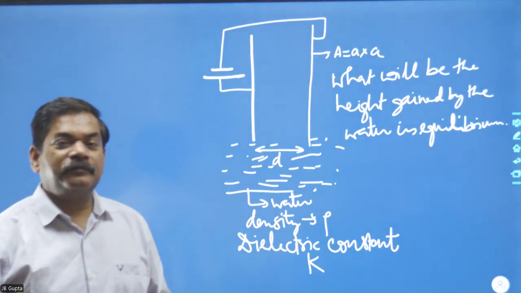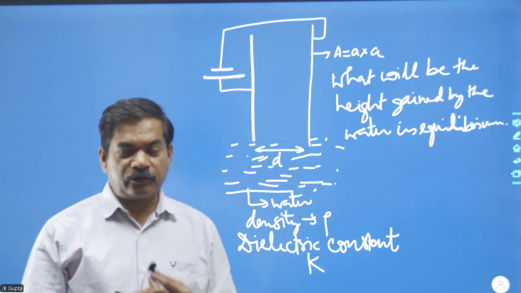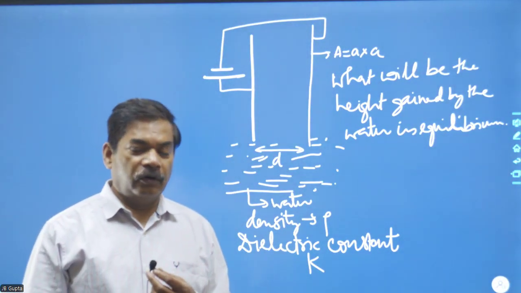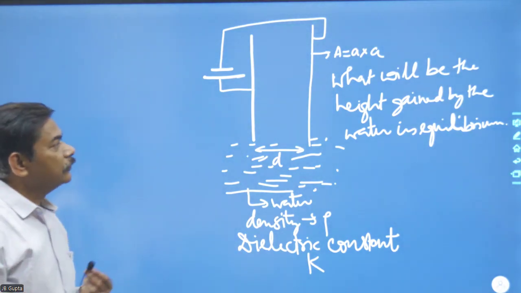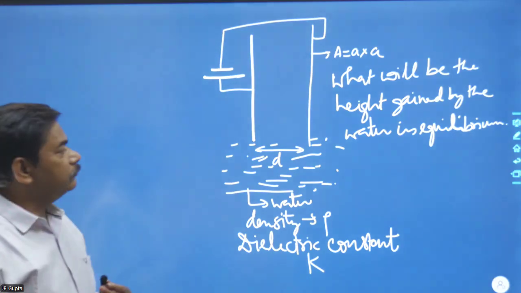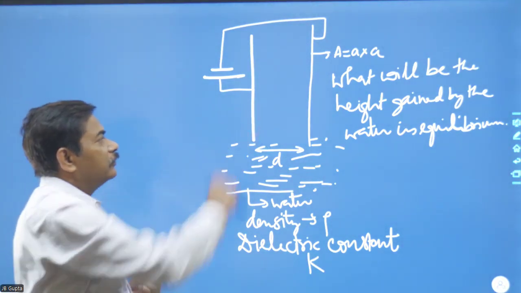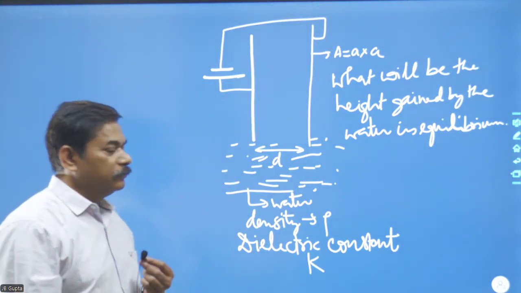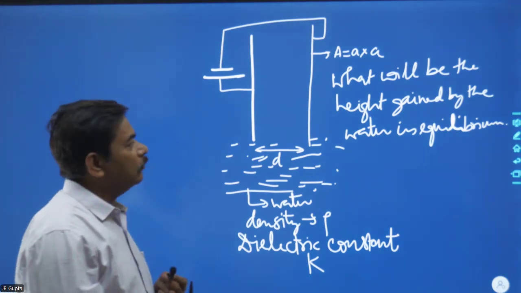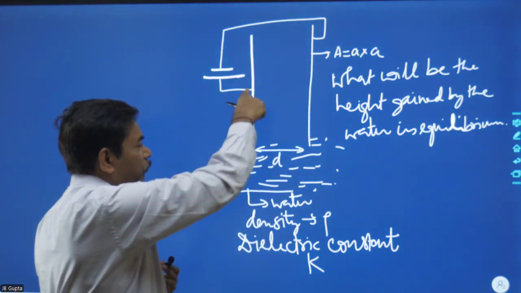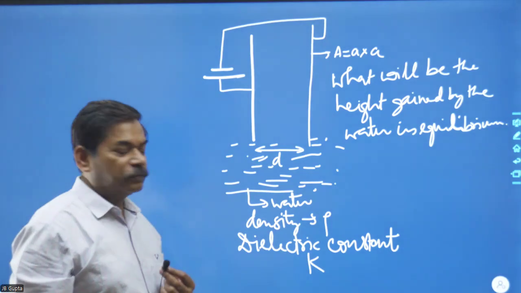Hello students. In today's concept of capacitor, I'm here with a problem. You see the question is: there is a capacitor with each plate in the form of a square of side a. So the plate area becomes a times a.